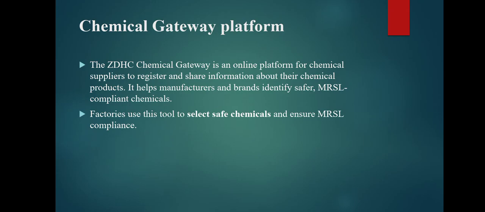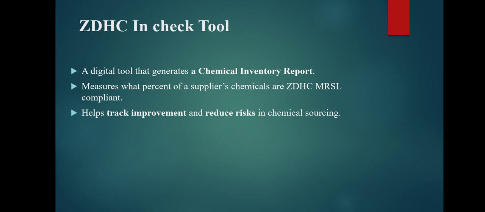Chemical Gateway Platform. It is an online tool where chemical suppliers can upload information about their products. Why is it important? It helps the brand and factories identify which chemicals are ZDHC compliant, ensures transparency across the supply chain, and encourages chemical suppliers to develop safer products. The main benefits for factories are saving time in checking compliance, reducing the risk of accidentally using banned substances, and simplifying record keeping and certifications.